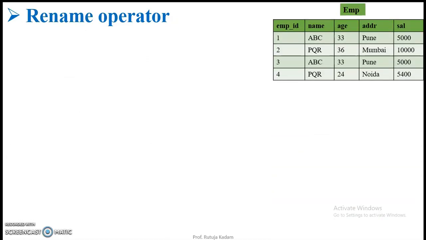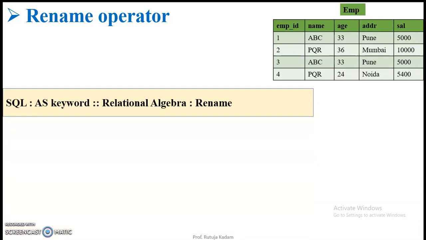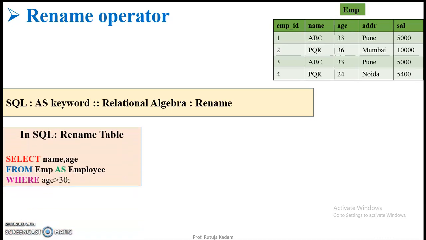So let us consider this. We have a table named employee, and this rename operator is similar to the AS keyword that we have studied in SQL. So we can say AS keyword in SQL corresponds to the rename operator in relational algebra. Now how do we do it in SQL? Let us see that. So here there is one query we have written: select name and age from EMP as employee where age is greater than 30.